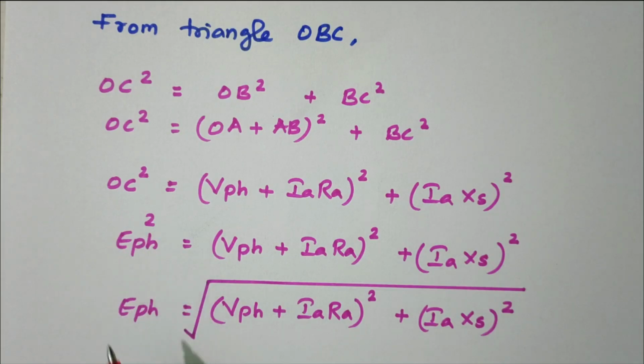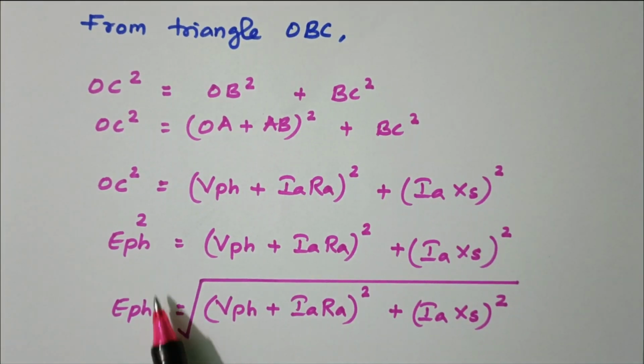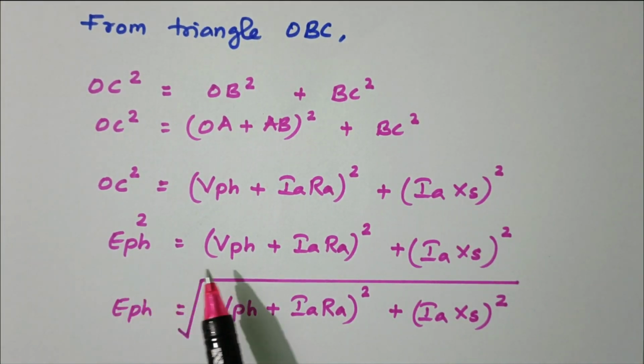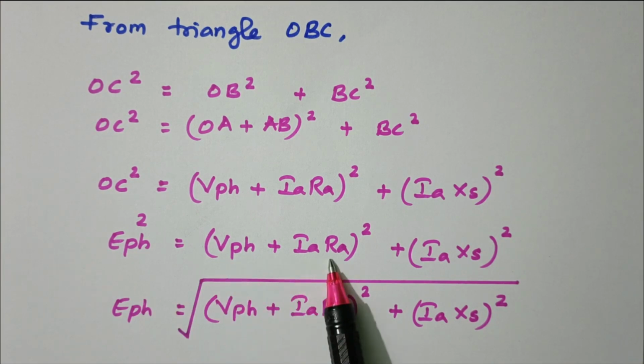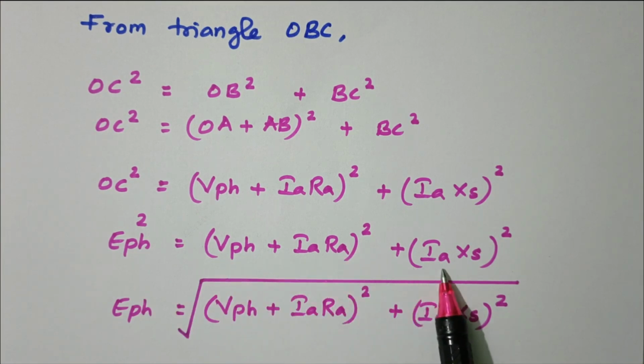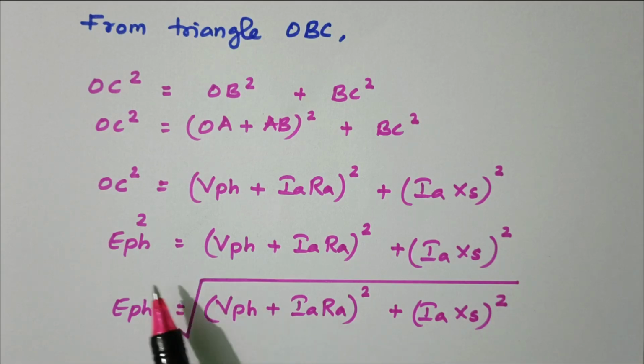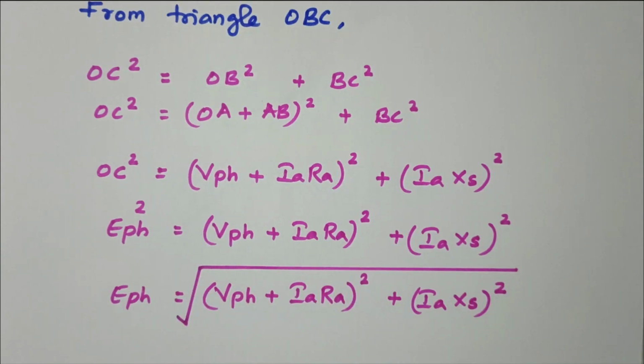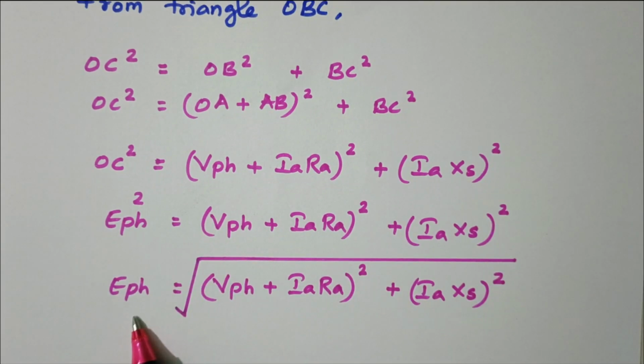What is OC? OC is nothing but E phase. So E phase square equals V phase plus IARA the whole square plus IAXS the whole square. Now take the square root on both sides so that we are able to find E phase equals square root of V phase plus IARA the whole square plus IAXS the whole square. So this is the final equation for the unity power factor load.